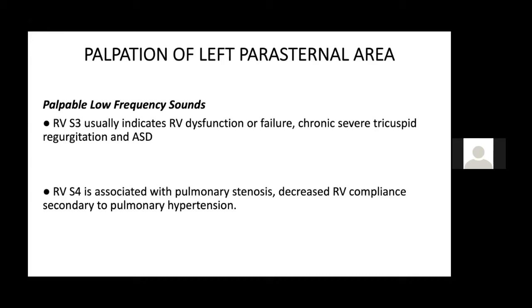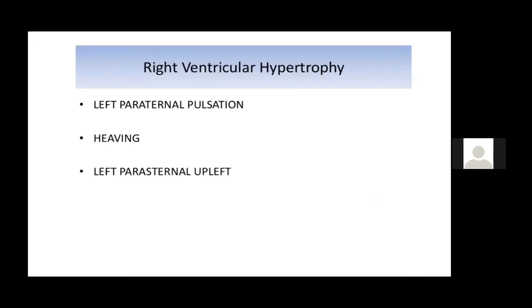However, RV S4 is usually seen in patients with severe pressure hypertrophy of the RV, like pulmonary stenosis, or conditions where RV compliance is decreased, like pulmonary hypertension. So these are the conditions where you get an RV S4. RV S3 is a very common event. RV S4 we usually do not find, but you should always look for it in patients with pulmonary stenosis and severe PAH without RV failure.